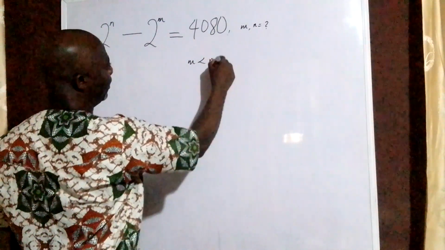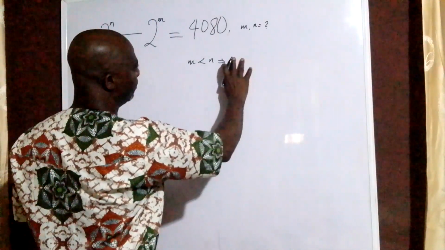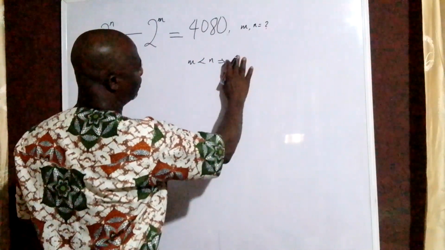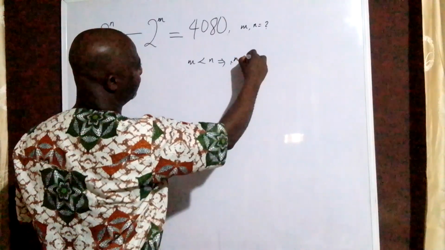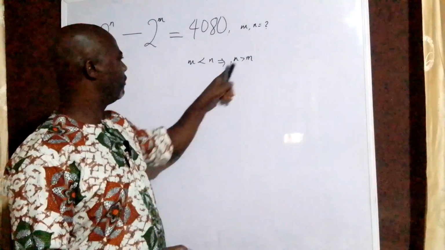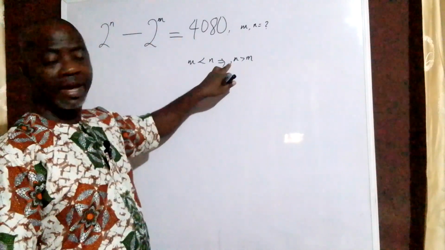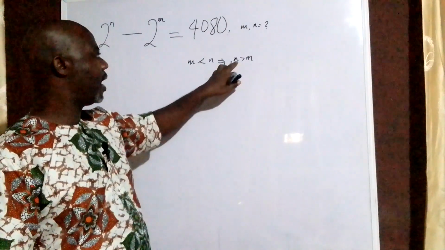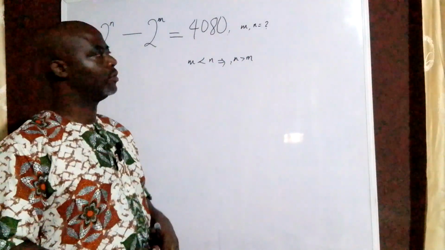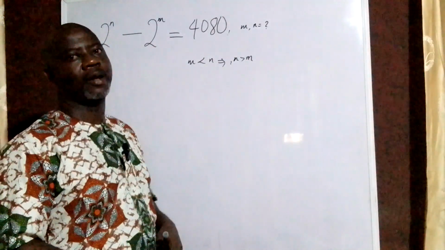n must be less than m. It's another way of saying m must be greater than n. And then we need to know by how much. If n is less than m for this to be true, it implies that m will be greater than n. And if m is greater than n, by how much is m greater than n?